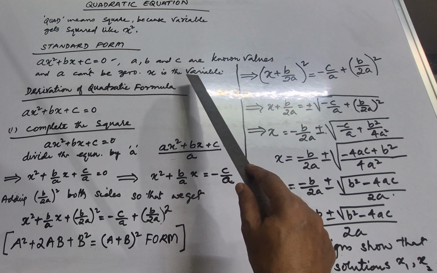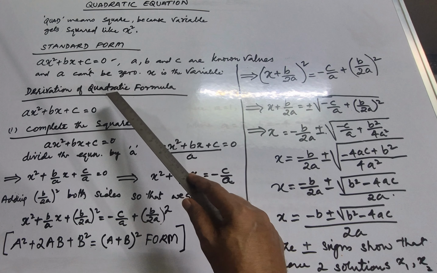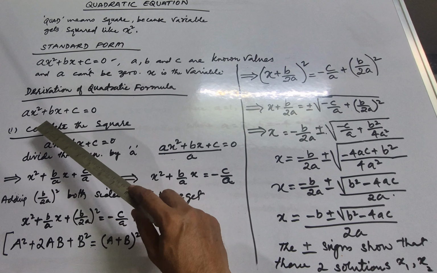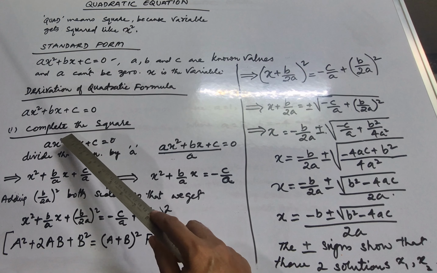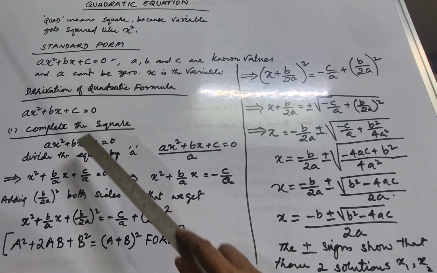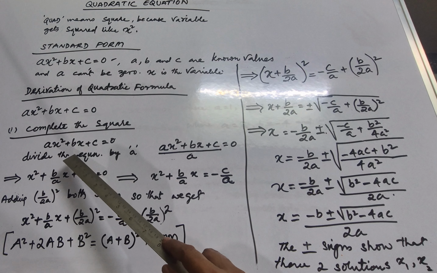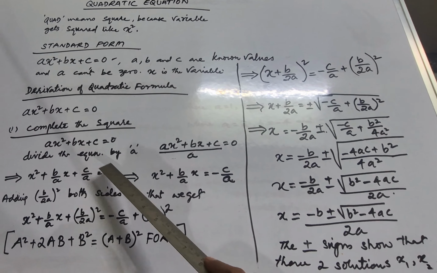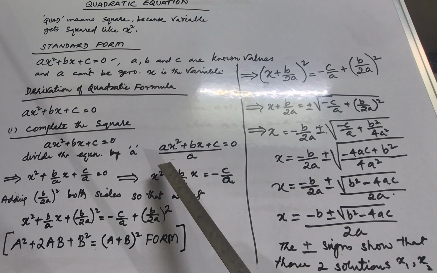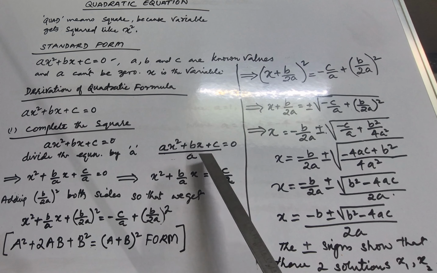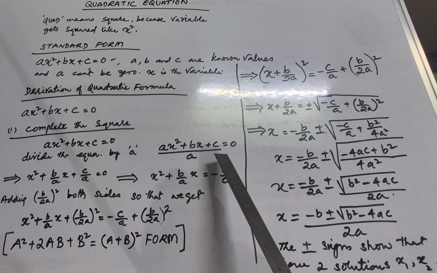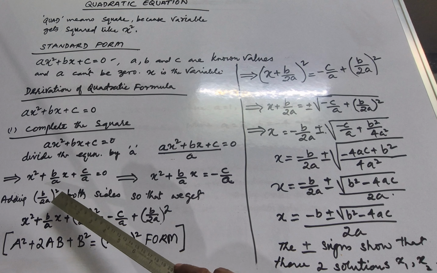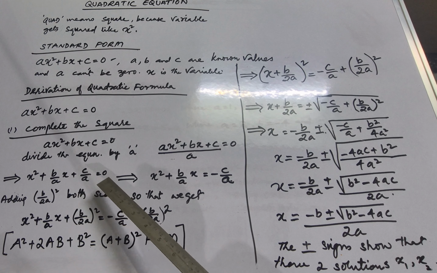x is called the variable or unknown. Now we will derive the quadratic formula by the method of completing the square. So divide the quadratic equation ax square plus bx plus c is equal to 0 by a. Now ax square plus bx plus c divided by a is equal to 0. Now this implies x square plus b by a x plus c by a is equal to 0.